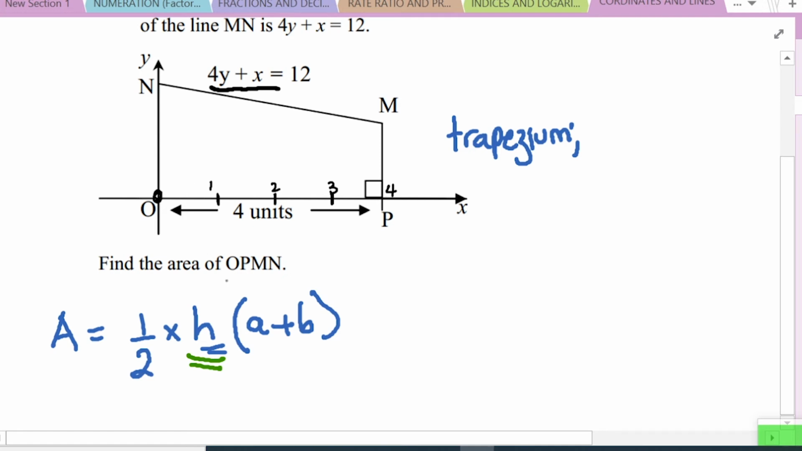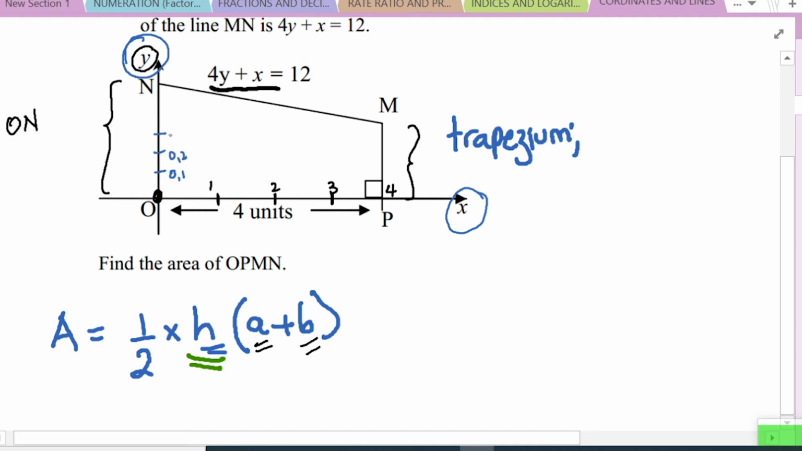Now, for us to find the value of a and the value of b, we need to find the distance of ON, this distance here, and then the distance of PM. If this is O, this is the y-axis, as you can see up here, and this is the x-axis. What do we know about all points along the y-axis? The value of x along those points is 0. So as we're moving up here, it is 0, 1; 0, 2; and so on; 0, 3.